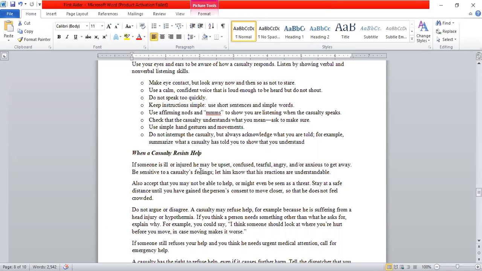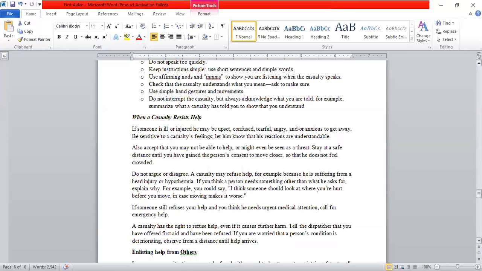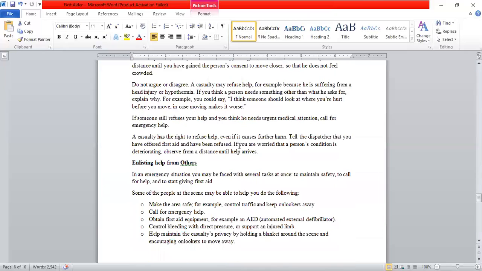Like I said, when a casualty resists, do not force it, do not argue with the casualty, and you should know when to act. But like we said in the last lesson, if you feel a person is at risk, maybe they have excessive bleeding and they have refused your help, in this case you are supposed to observe at a distance such that you can tell when a person is becoming unconscious, so that you can help. We will discuss later on how to handle an unconscious patient.